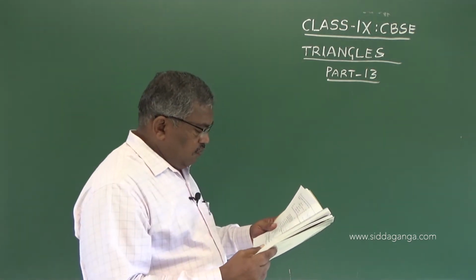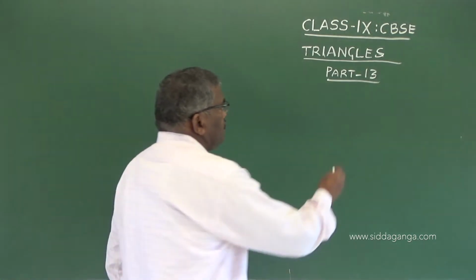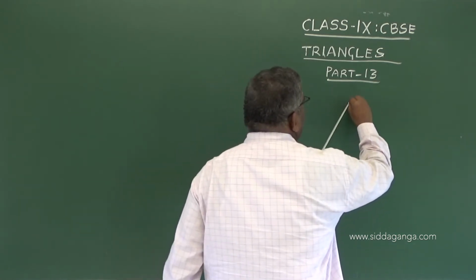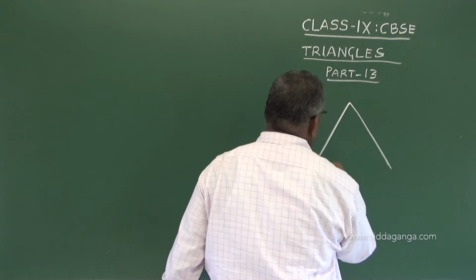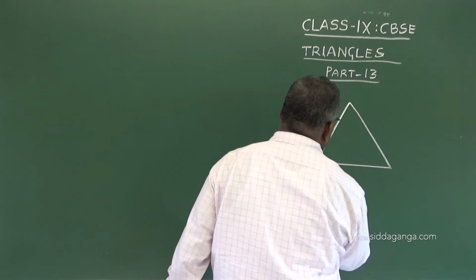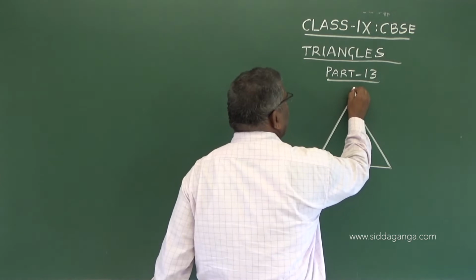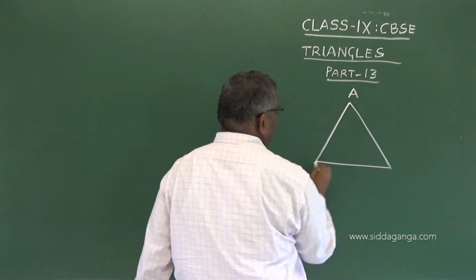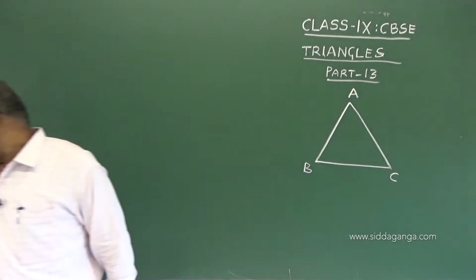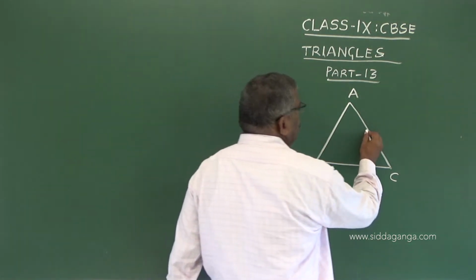BE and CF are two equal altitudes of triangle ABC. So that is given. First I will draw the figure. This is triangle ABC. So this is A, this is B, this is C. So now two altitudes are given.